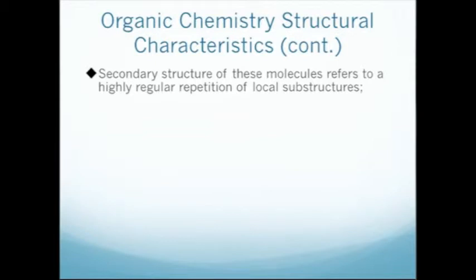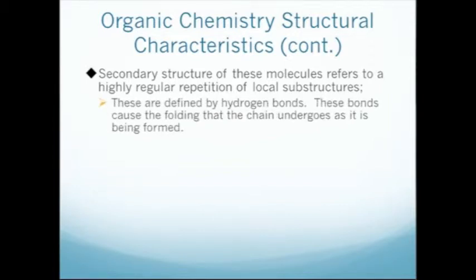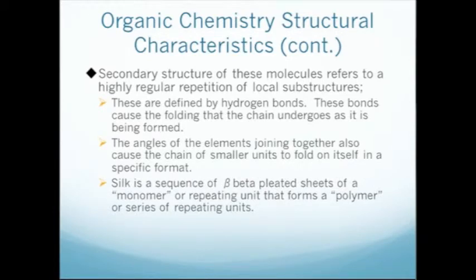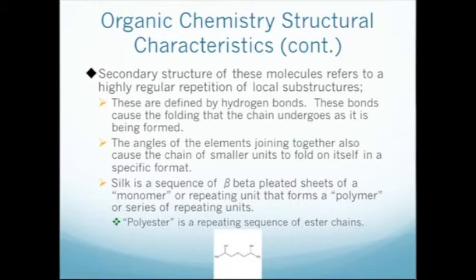The secondary structure of these peptides and other molecules refers to the highly regular repetition of local substructures. These are defined by hydrogen bonds and ionic attractions. These bonds cause the folding of the chain that undergoes as it's being formed. The angles of the elements joining together also cause the chain of smaller units to fold on itself in a specific format. Silk is a sequence of beta-pleated sheets of a monomer or repeating unit that forms a polymer or a series of repeating units. Polyester is a repeating sequence of ester chains as visualized below.